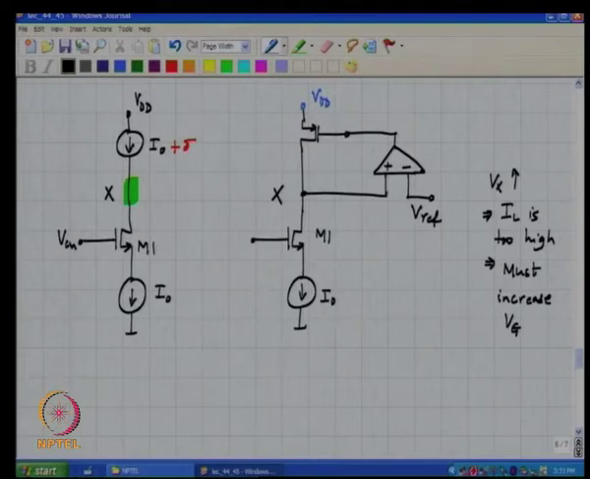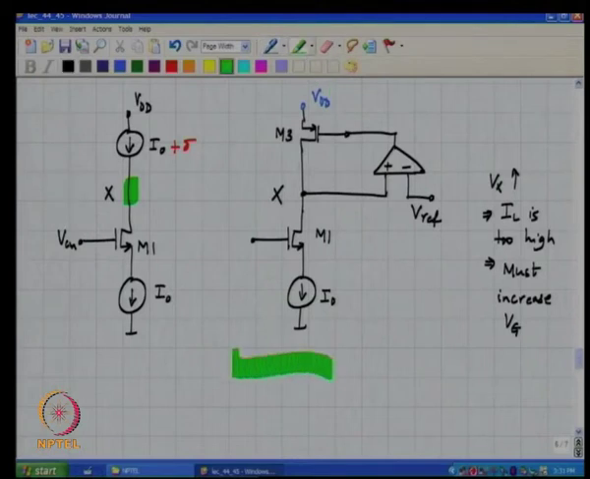So, in steady state the potential of node x will be at Vref, and Vref must be chosen to be high enough so as to keep M1 in saturation, okay, and low enough that the load transistor M3 does not get into the triode region, all right.